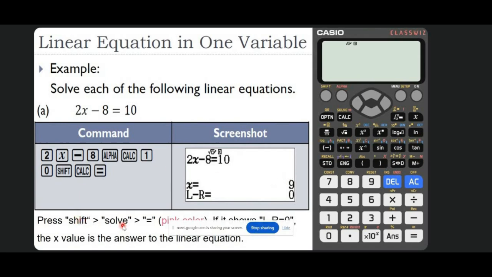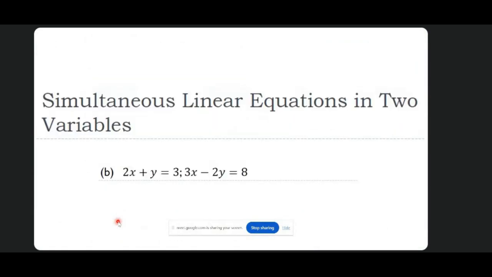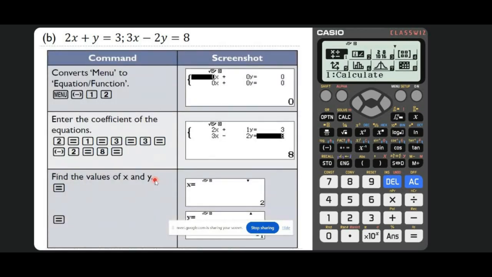Okay. So remember, when you use the pink color equal sign, you always need to press shift solve to calculate it. Simultaneous linear equation in two variable means that it have x and y variable. So to calculate the answer for x and y, you can use the menu.